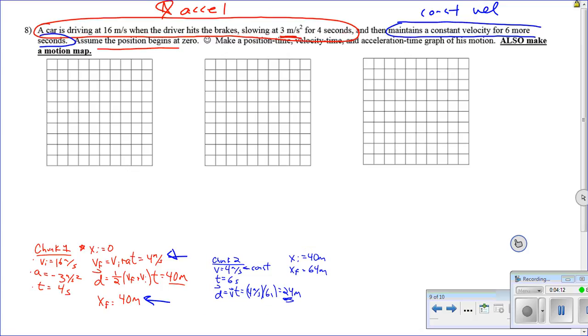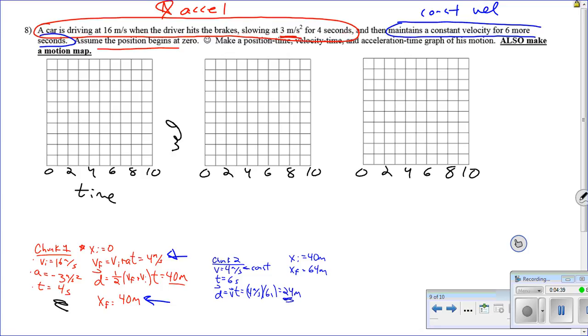Okay, so now we can do this, right? So we've got a total of 10 seconds, right? 4 seconds here, and another 6 seconds over here. So all of these axes on the bottom are going to be time. So 0, 2, 4, 6, 8, 10, for each of the three graphs. And then I always say to do the velocity graph first. So velocity measured in meters per second. So let's say our velocity has to include everything.